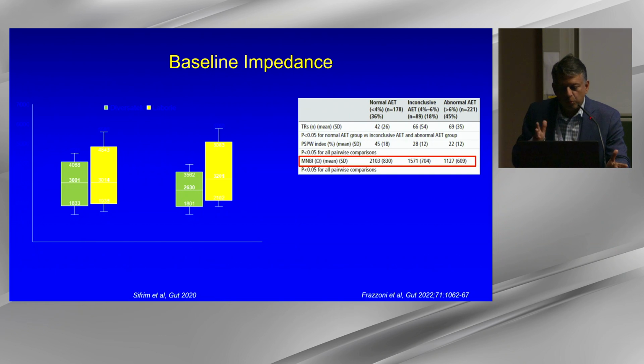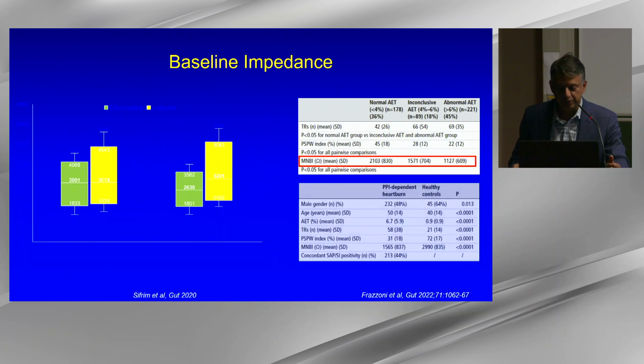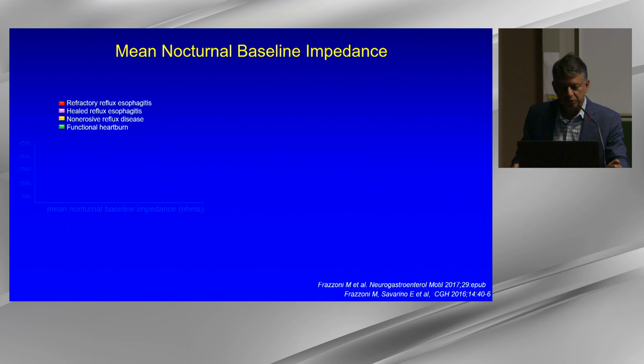And if you look at some of the more recent studies that have been published, here you see the study that was published in 2022 by the Italian group, where these are all patients with normal acid exposure time had values around 2,100 ohms, and patients with abnormal acid burden above 6% had values closer to 1,000. And in that same study, healthy controls had values close to 3,000 ohms. So there is clearly a range of baseline impedance values.